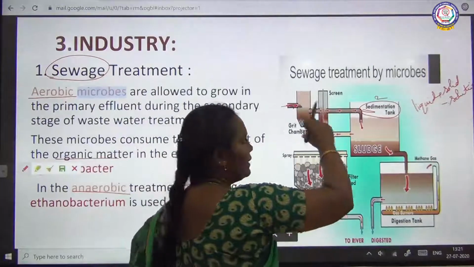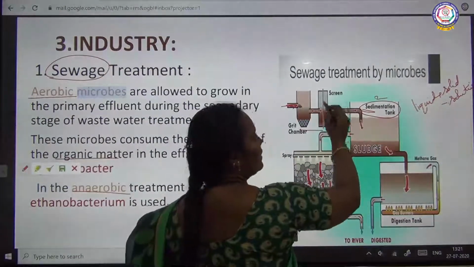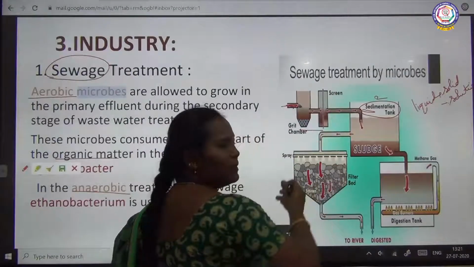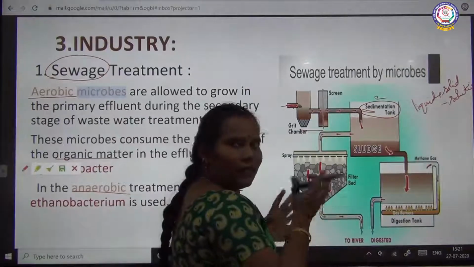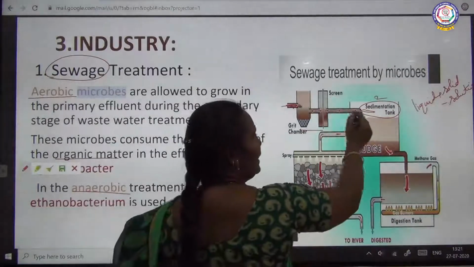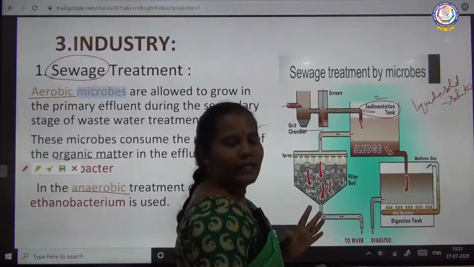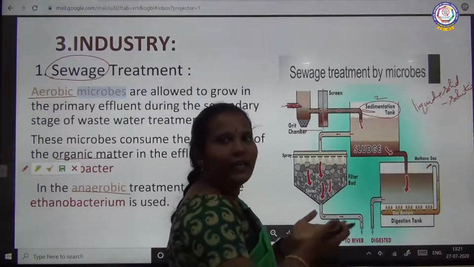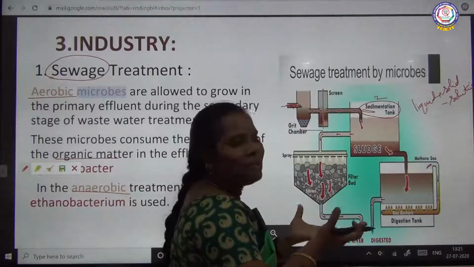allowed to let the wastewater into the first screen. After that, in the first screen, the water will be filtered. Most of the particles are filtered out here. Then they are allowed to go to the second tank. The second tank is called the sedimentation tank. Here the wastewater is allowed to undergo the settlement process.